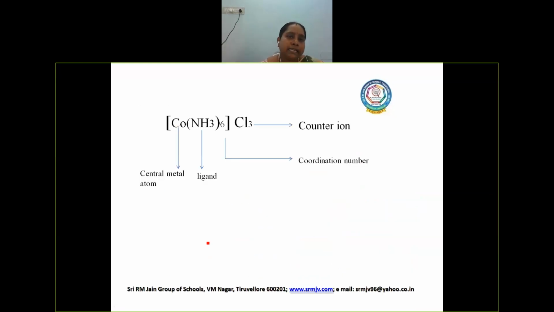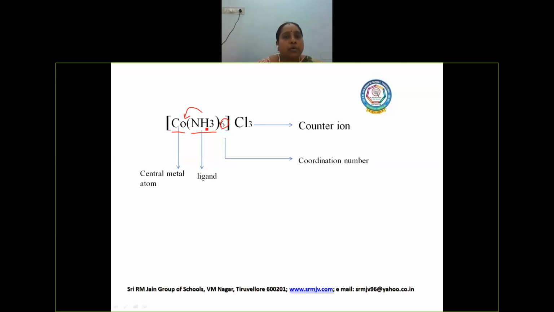Now, here is an example which shows what is called the coordination number. In this complex, cobalt is the central metal atom, and there are 6 ammonia molecules attached to the central metal atom directly. How can we identify that? Because they are present inside the sphere. So 6 ammonia molecules are attached directly to this cobalt. Direct bonding, right?